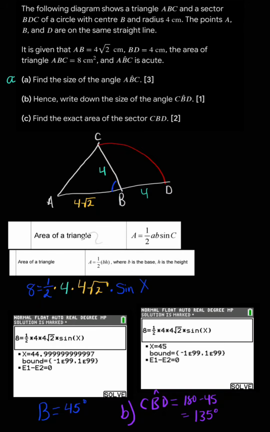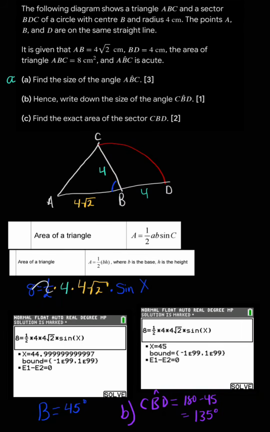Now notice there are two formulas for the area of a triangle we could use in the IB reference sheet. We can use the second one when we have the base and the height. This has to be a right triangle. The height has to be at 90 degrees. In this case, we do not have the height, so we have to use the area of the triangle where we have two sides, A and B, and we have the angle in between, or we're solving for the angle in between, in this case for C.